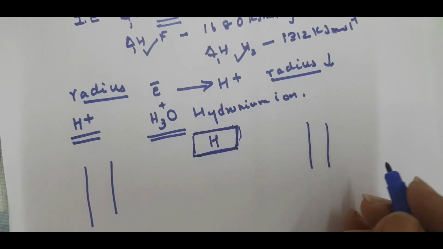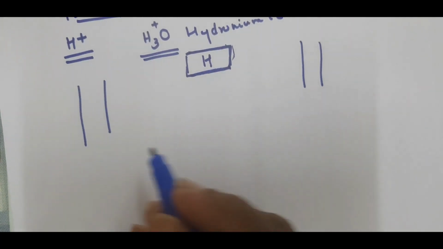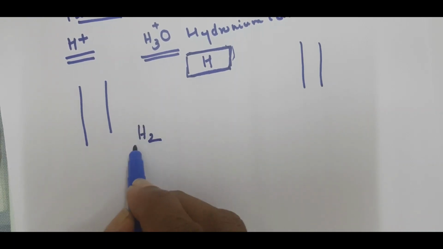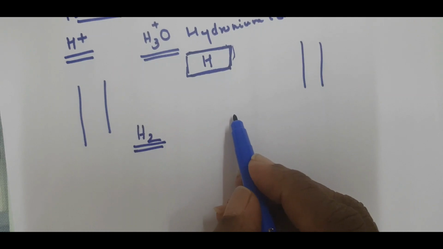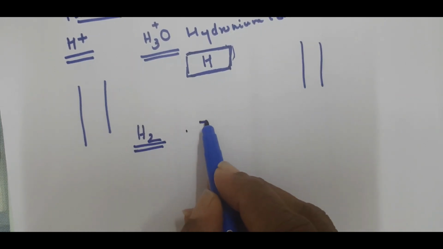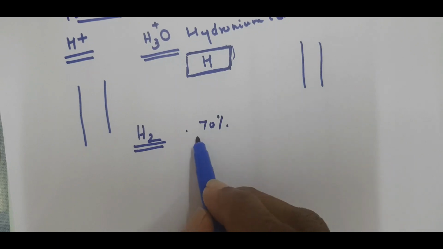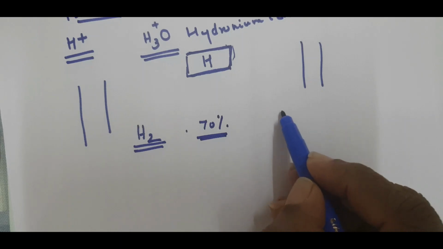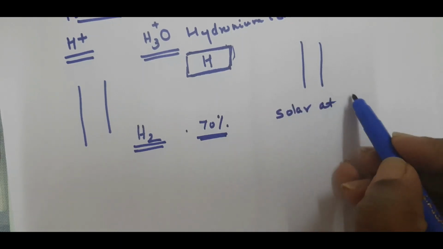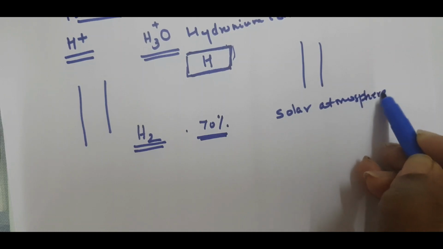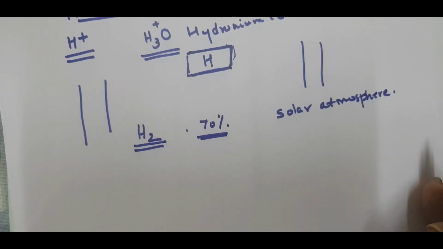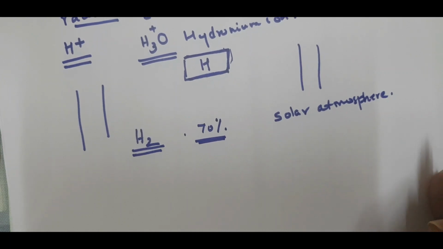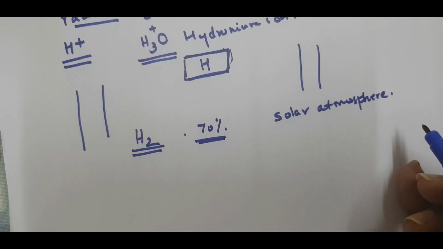Now we will mainly focus on hydrogen, that is, dihydrogen. You know hydrogen is the most abundant element in the universe. That means 70% of the total mass of the universe is hydrogen. It is also the principal element in the solar atmosphere, isn't it? And in planets like Jupiter and Saturn, it mostly consists of hydrogen. So there are many points of importance of hydrogen.